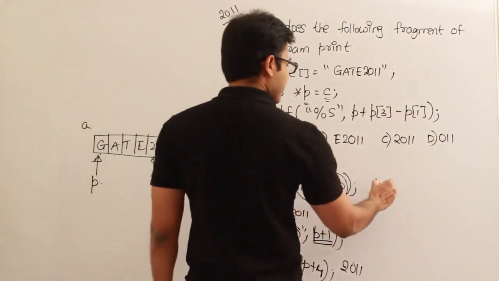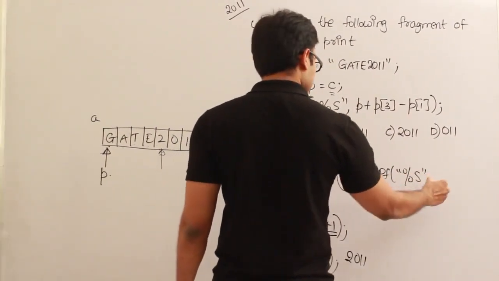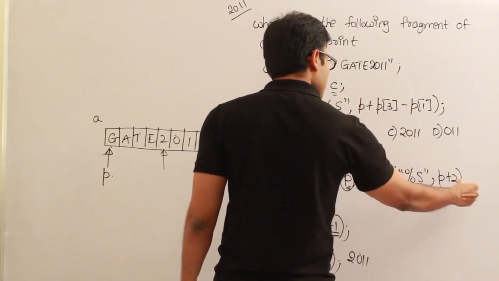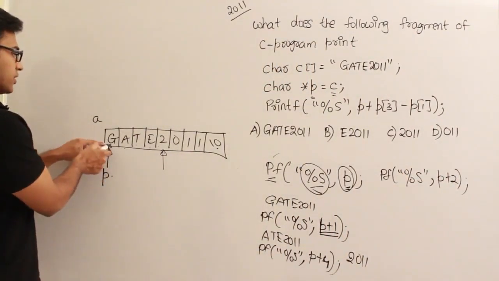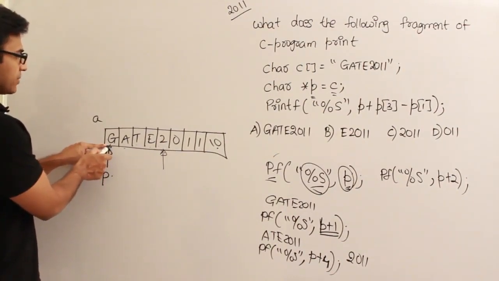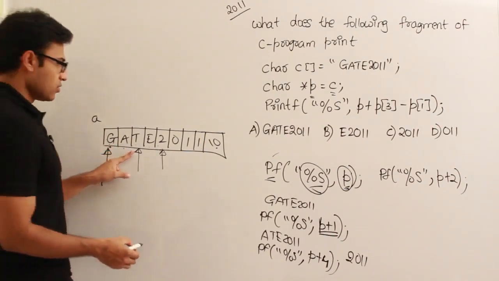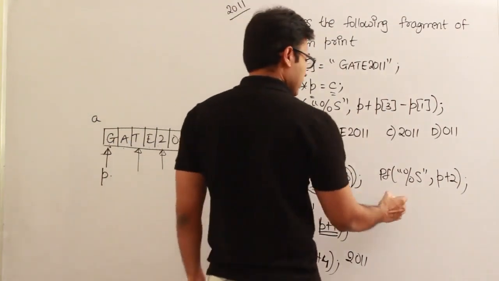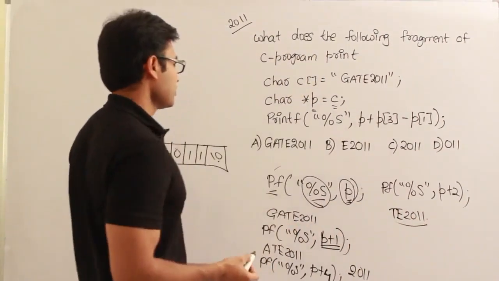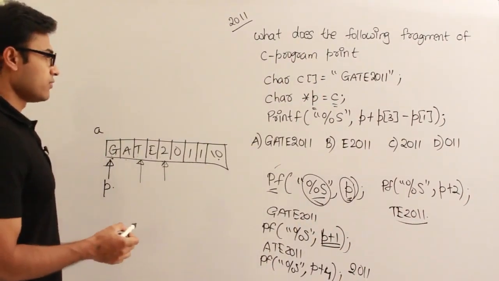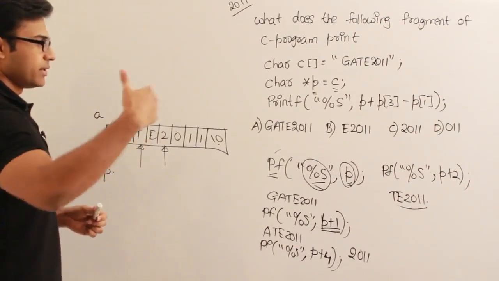Let us say I have printf %s p plus 2, then what will be printed? If p is pointing to this starting element, then p plus 2 means the second element beyond it. What is the second element beyond it? T. From T it will start. So what will get printed? TE 2011, right? Like that. Got it? That is how this printf works. It will take whatever is being sent and from there onwards it will print till the end.